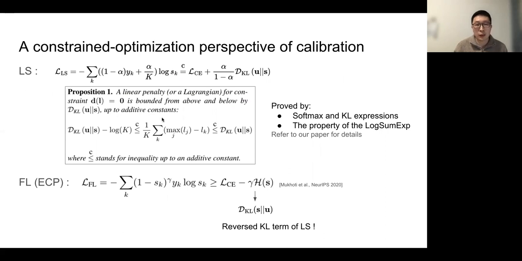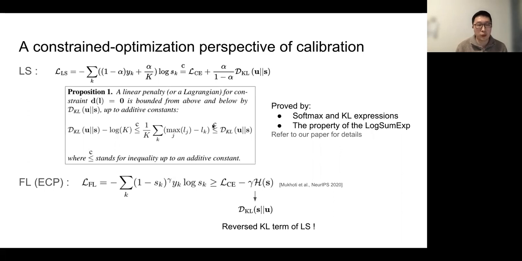In this proposition, we prove that a linear penalty for the constraint of the logit distance equal to 0 is bounded from above and below by the KL divergence between the uniform distribution and the softmax predictions. Let's see this one.